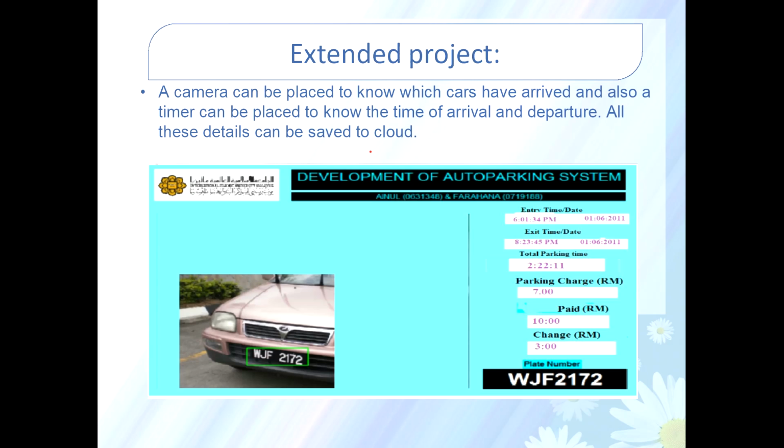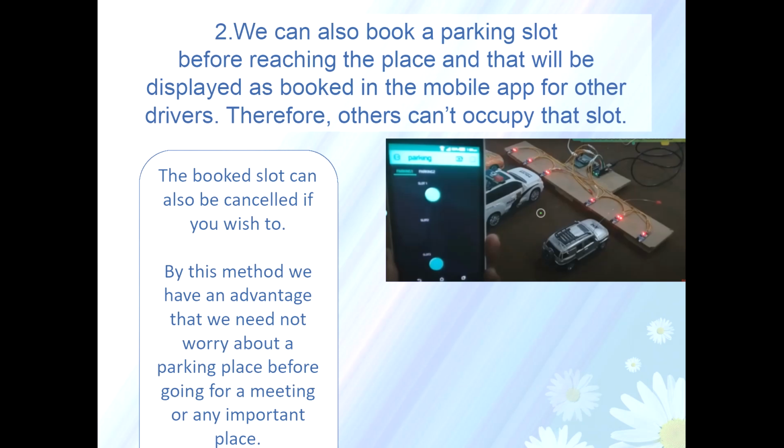Extended project: a camera can be placed to know which cars are entering, and also a timer can be placed to know when a car has entered and when it has left. So this project can be extended like this, and further we can also make this project to book a parking slot. So before reaching the place, we can book the free slots. For example, if we are going out for an important meeting and we require a parking area, then we can book it initially, and for the other drivers in the mobile app, that slot will be shown as booked.